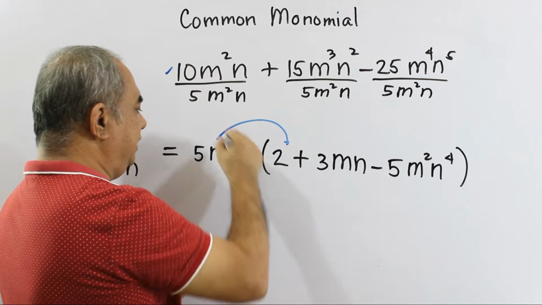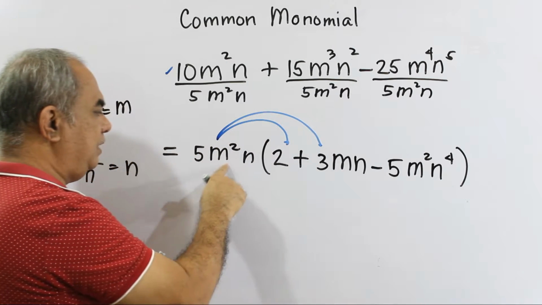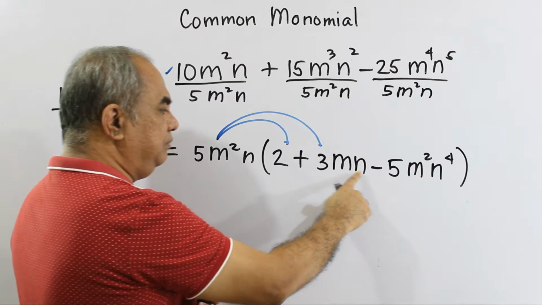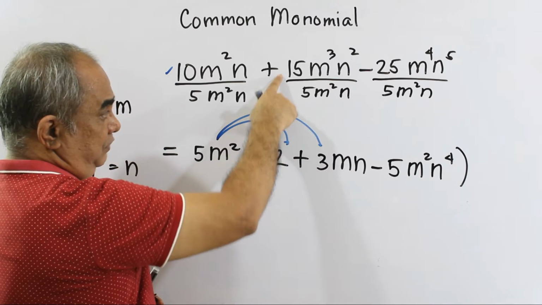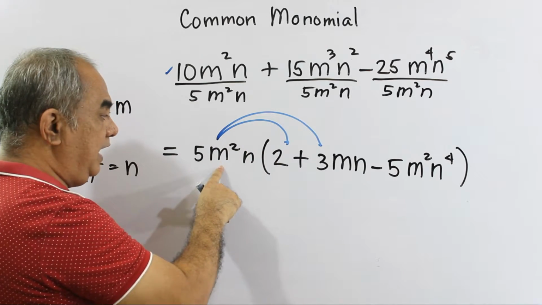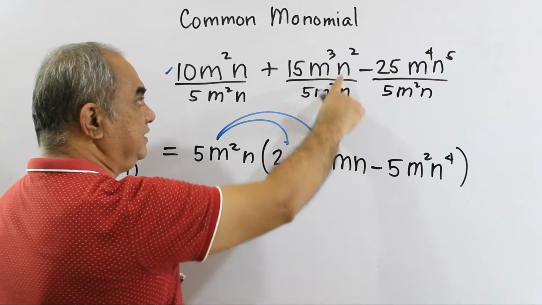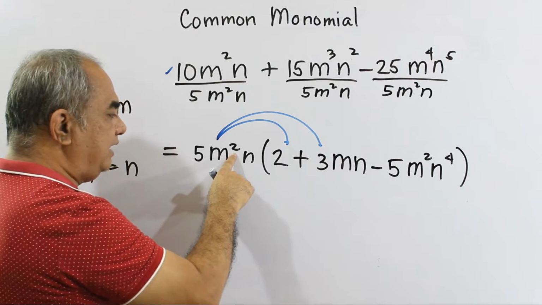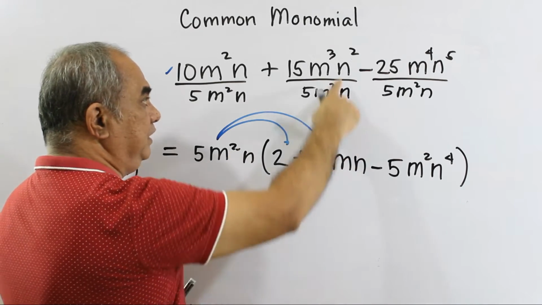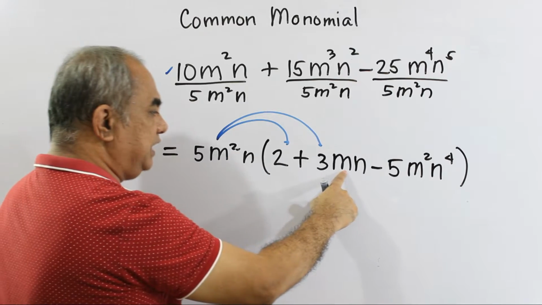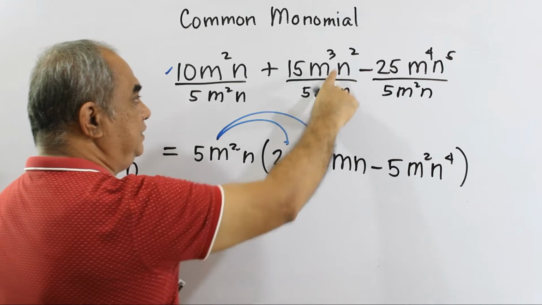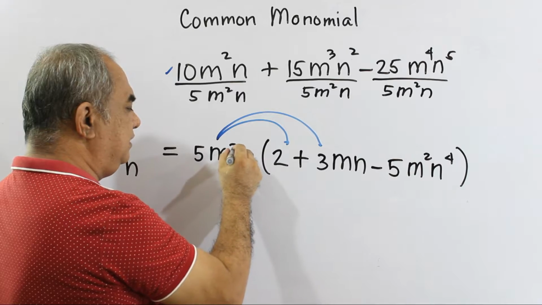What about the second one? 5m squared n multiplied by 3mn. Let's start with the constant. 5 times 3 will give us 15. We're correct. And then look at this. M squared times m will give us m cubed, meaning you have to add the exponents. 2 plus 1 will give us 3. Let me repeat. M squared times m will give us m cubed, because we add the exponents.